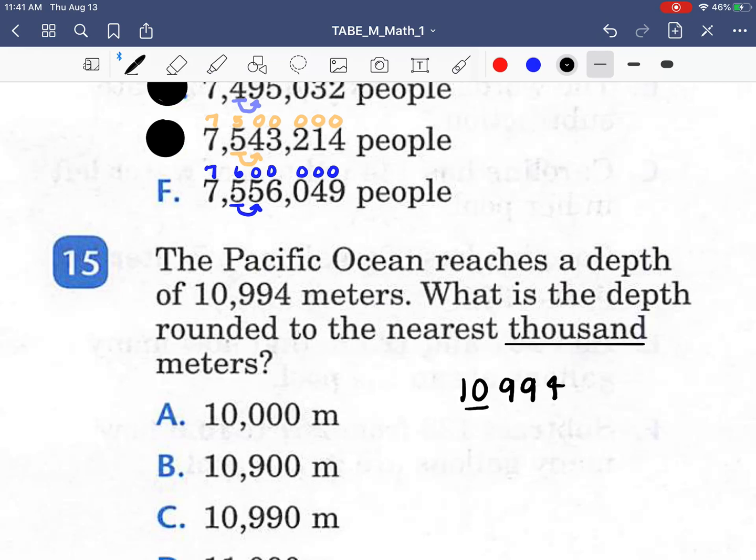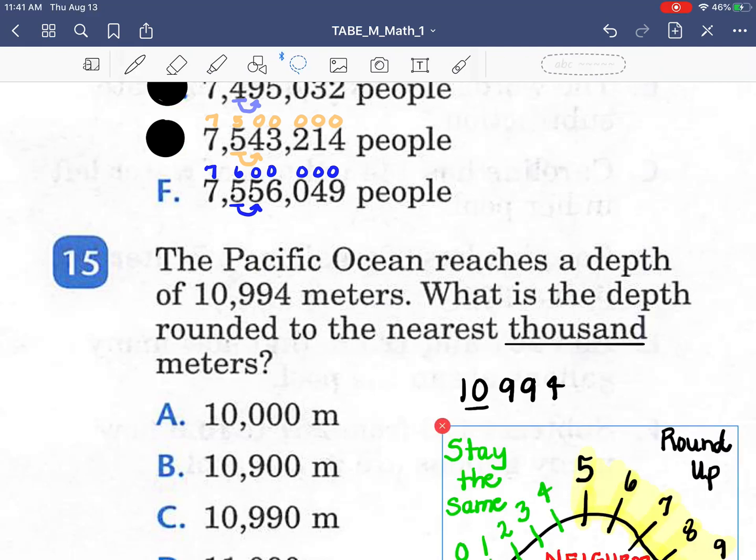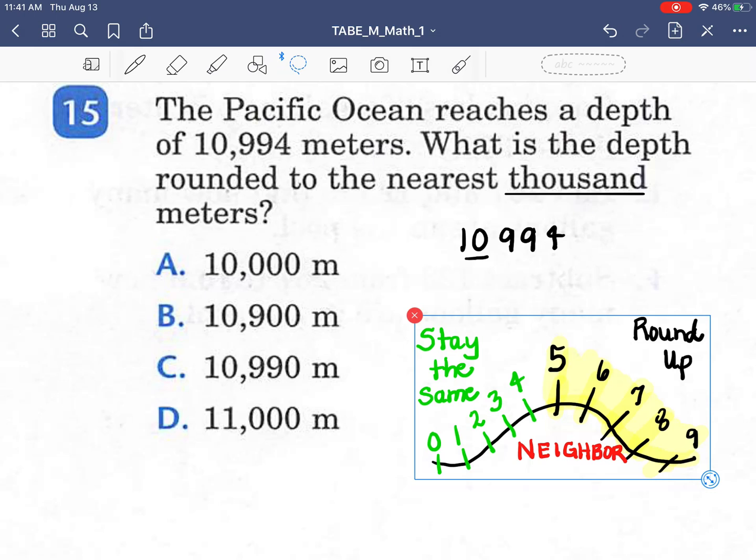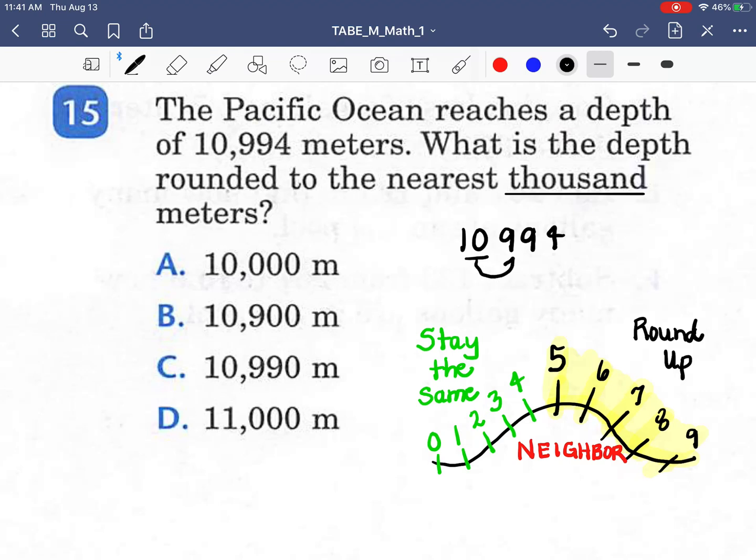For some reason, when I was in school, I got a little bit rattled if there was a 0 sitting there. But just treat it like any other number. If you look at your rule, there are 5 below and 5 above that midpoint. 0 is one of the ones below. But we're looking at the neighbor. And the neighbor says round up. So this is going to go to a 1, and these will round off, and this will stay the same. So I'm going to say the answer to number 15 is D.